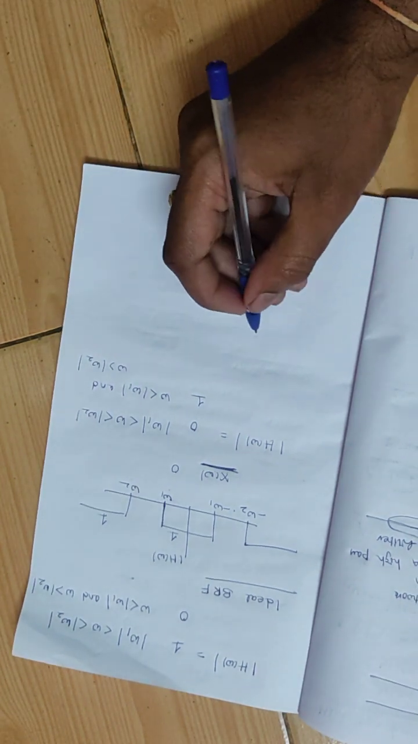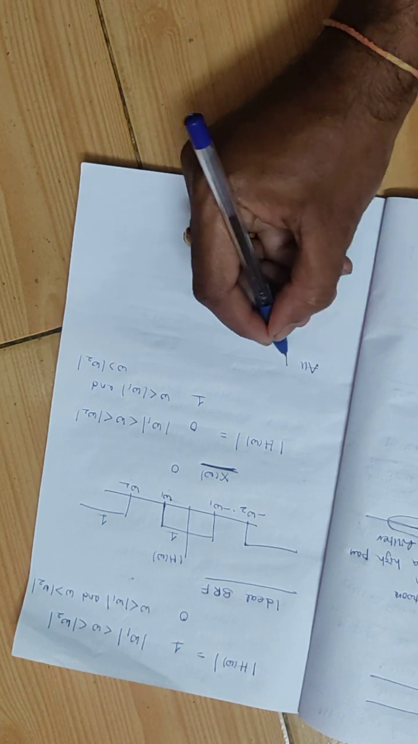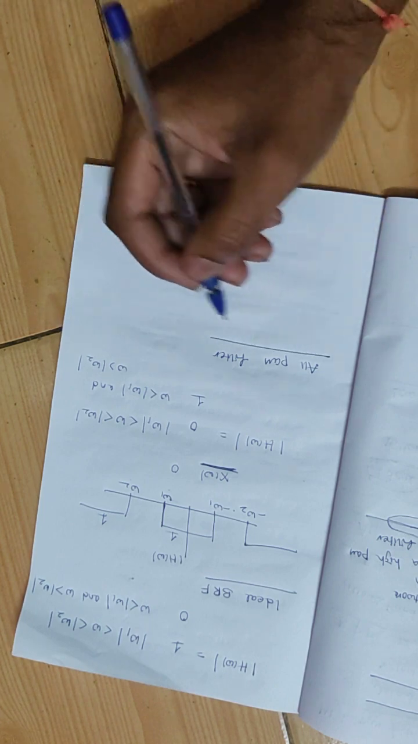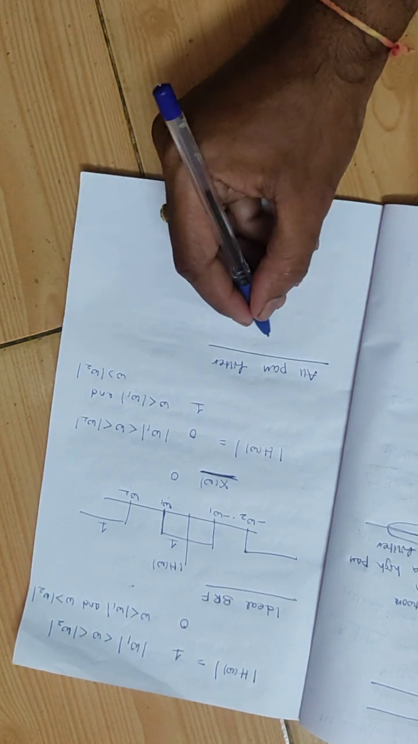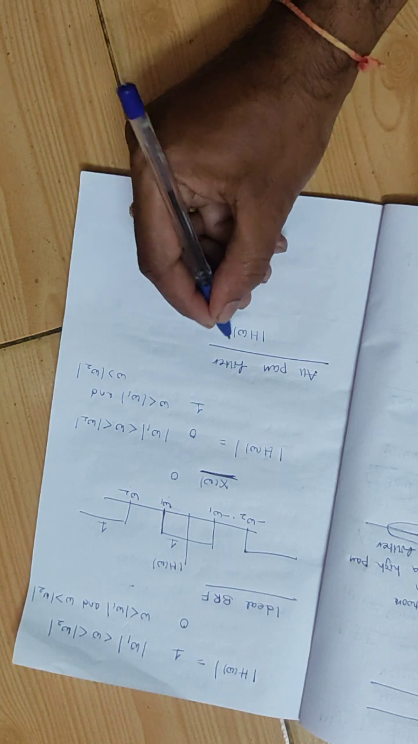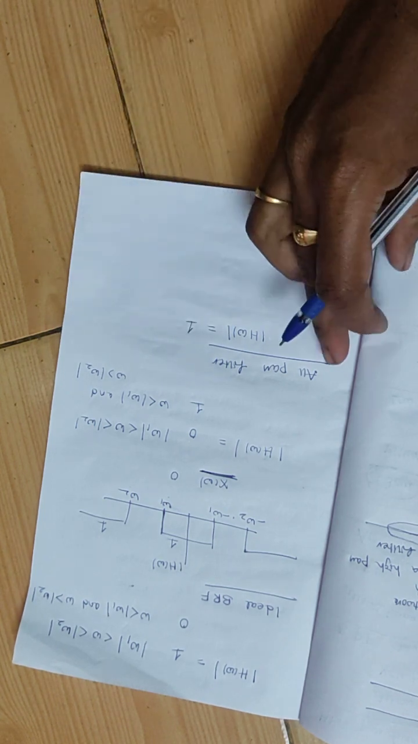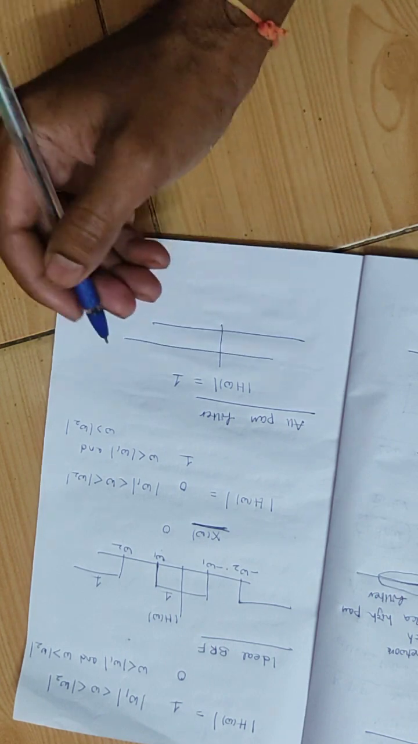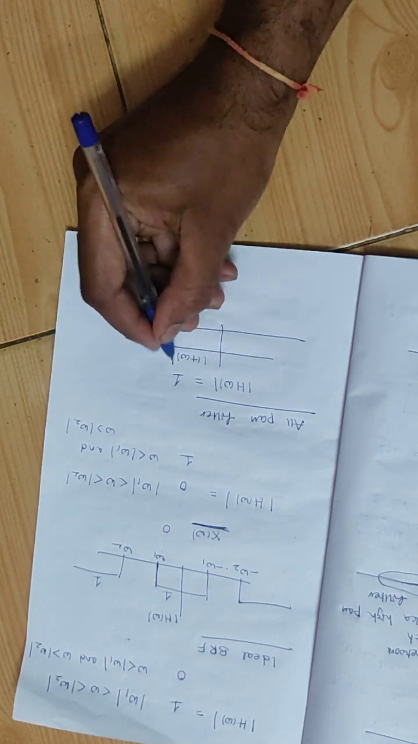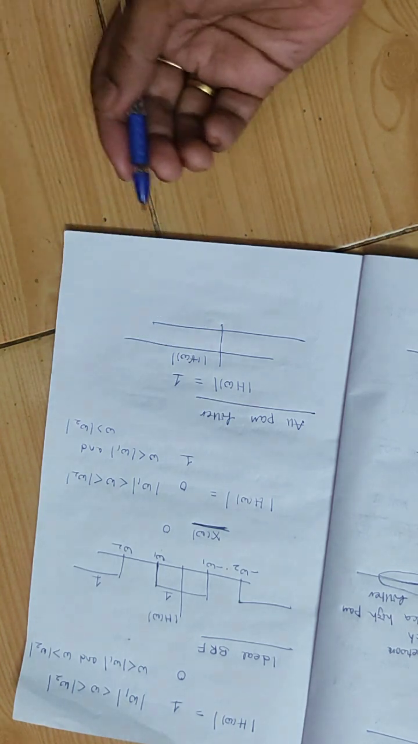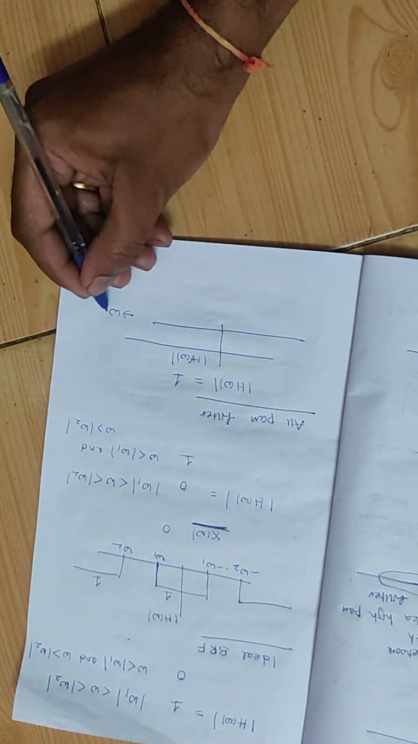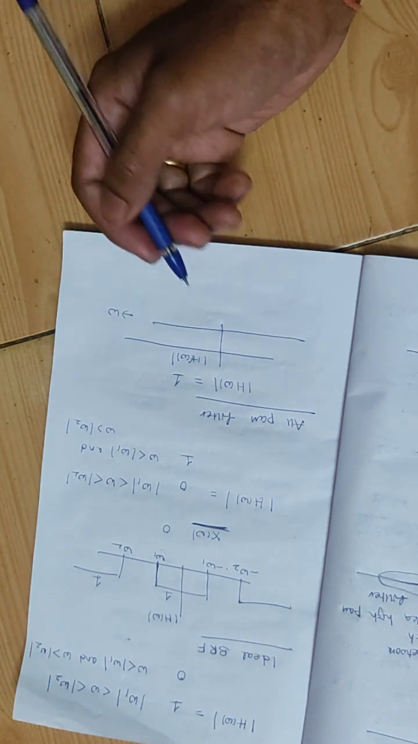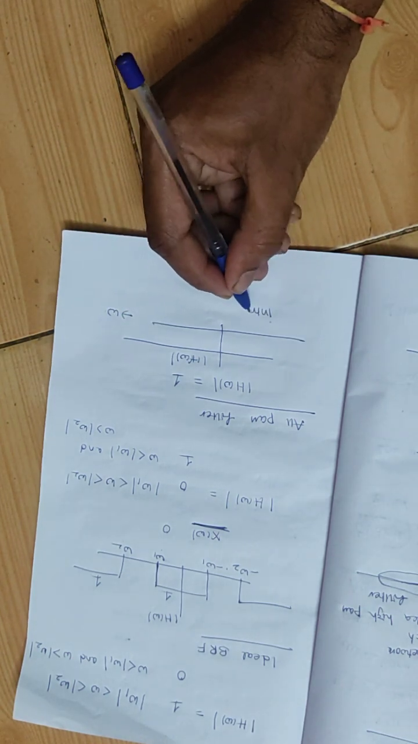Next one is the all pass filter. The all pass filter has modulus of h of omega equals 1. That means the filter characteristic will be like this. Then why do we use an all pass filter? All pass filters are not used for attenuation or amplification, but they are used for introducing some delay.